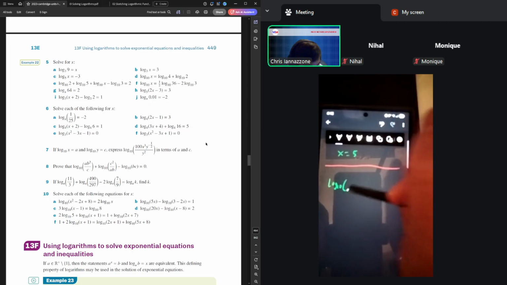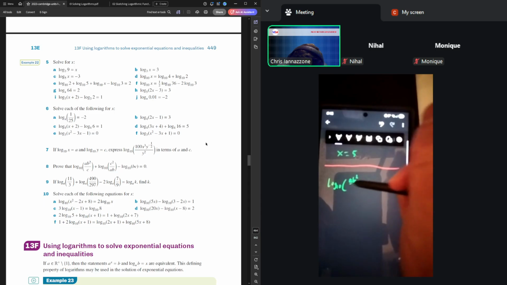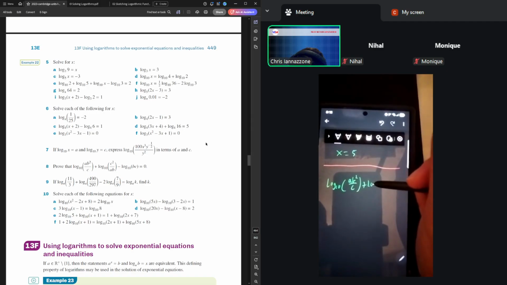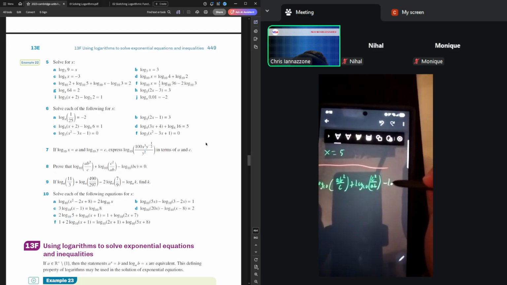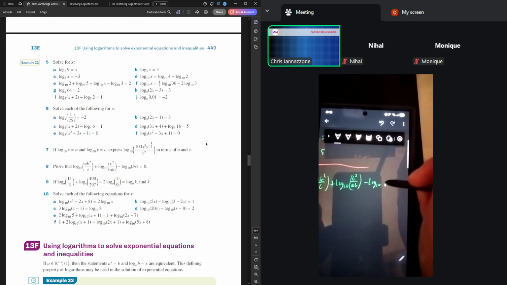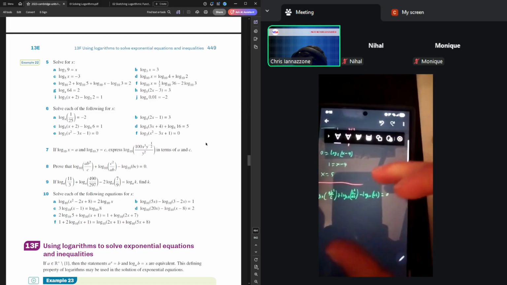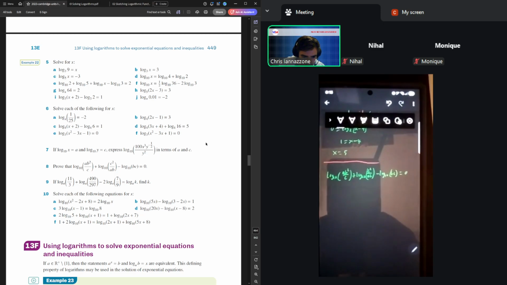Log 10 of ab squared over c, plus log 10 of c squared over ab, minus log 10 of bc. That should all equal 0. Okay, so we need to prove that this all equals 0. How are we going to do it?